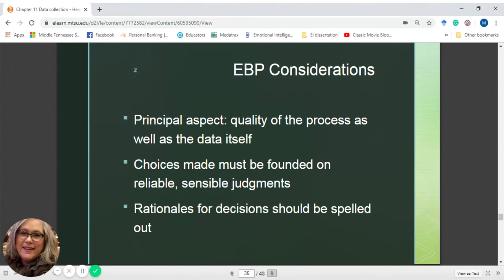With evidence-based practice, we really rely on our chart reviews to see what problems are going on with practice and how can we make those better. So that's where our evidence-based practice considerations comes in with the data collection.